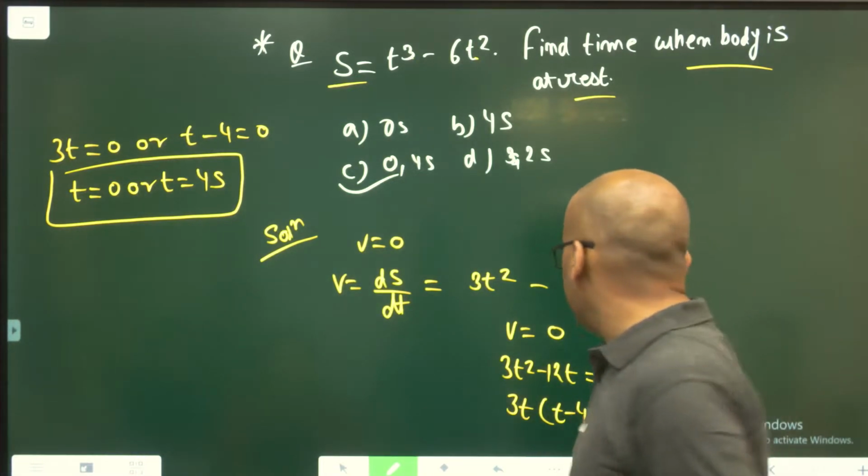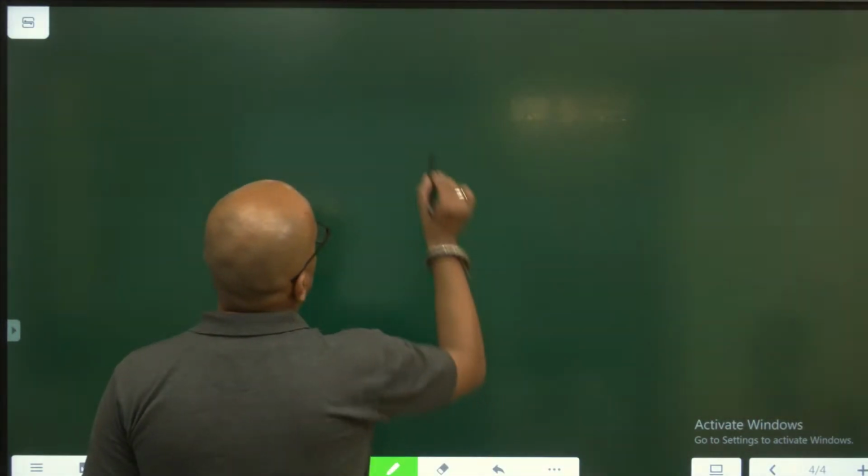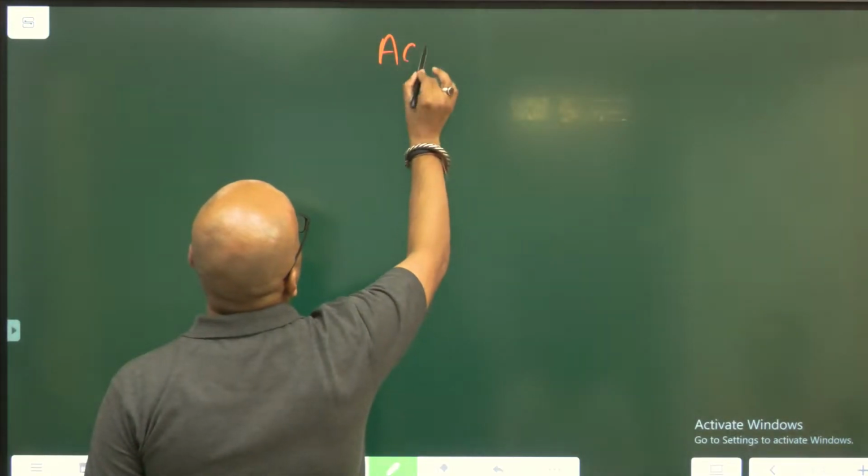Okay, now moving on to the main thing, that is acceleration. All this was revision. We have done all this yesterday. Now let's talk about acceleration.